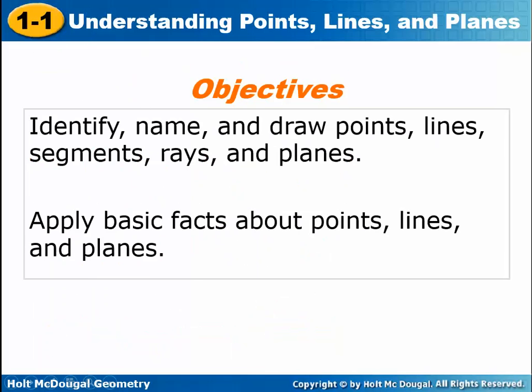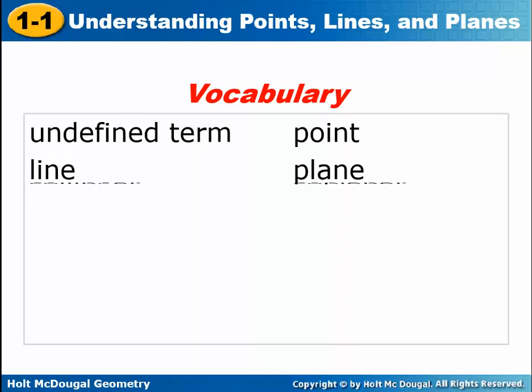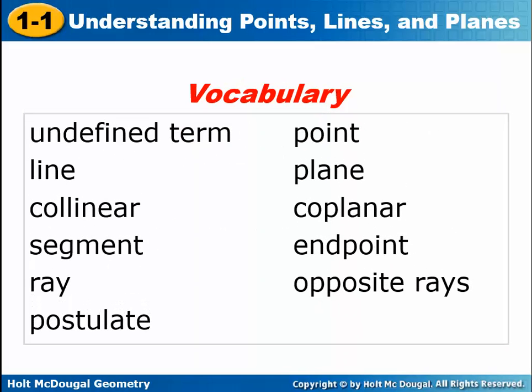Our objectives for this lesson are to identify, name, and draw points, lines, segments, rays, and planes, and also to apply basic facts about points, lines, and planes. We have many vocabulary words for this section. There is a note-taking guide where you will fill in your vocabulary words, and these are the ones that are in this section. There's a lot of vocab words for Chapter 1.